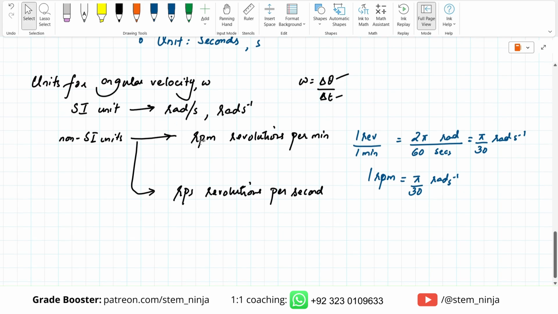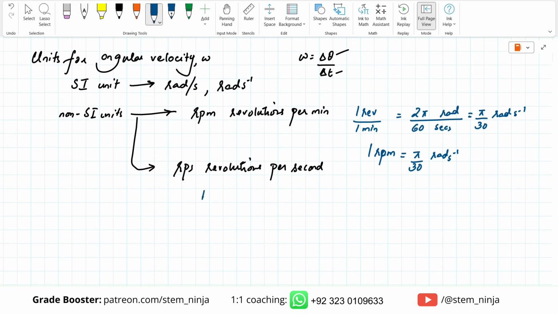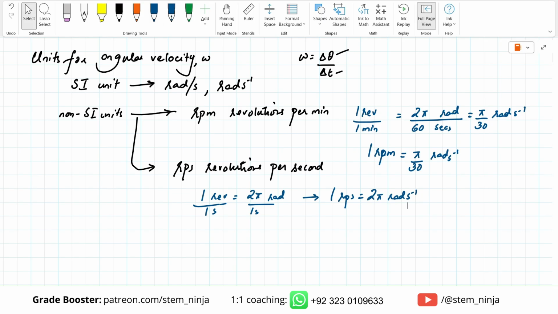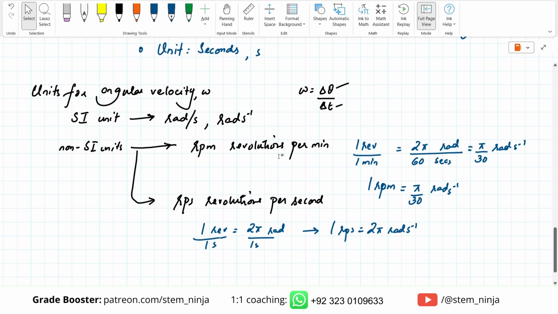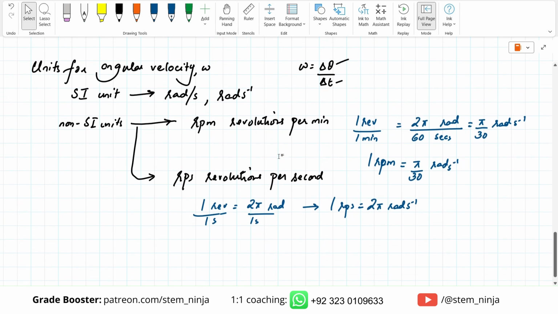Similarly, revolutions per second, use the same thing. So 1 revolution is 2 pi radians divided by 1 second. So that would mean that 1 revolution per second is 2 pi radians per second. So basically that's it. Now, this was the angular velocity.